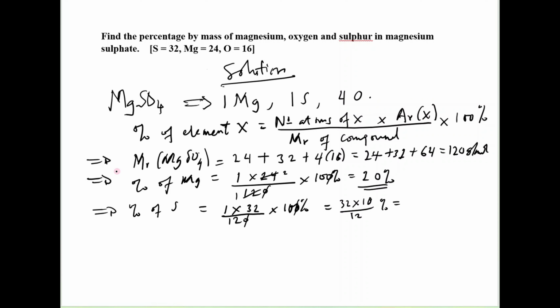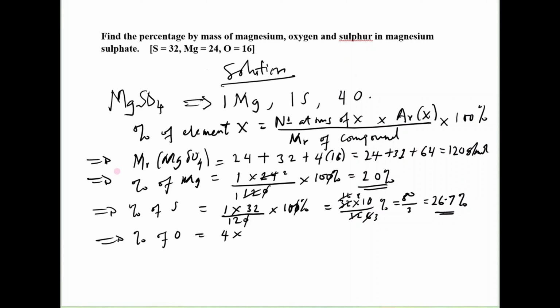Okay, let's simplify this more. How many 2s are there in 32? That is 16. In 12 we have 6. 2 again, 3, and 2 here is 8. We will have 80 divided by 3, and 80 divided by 3 is 26.6666%, so say 26.7%.